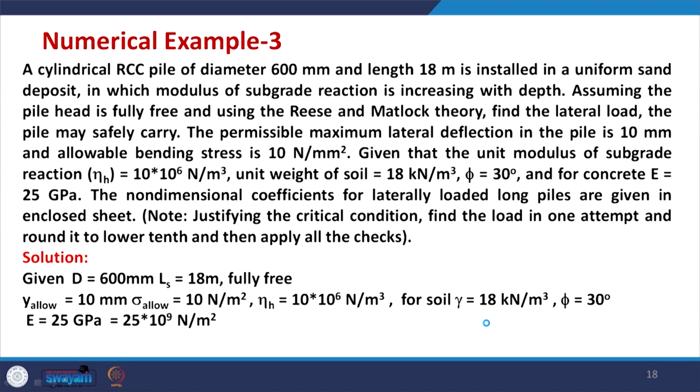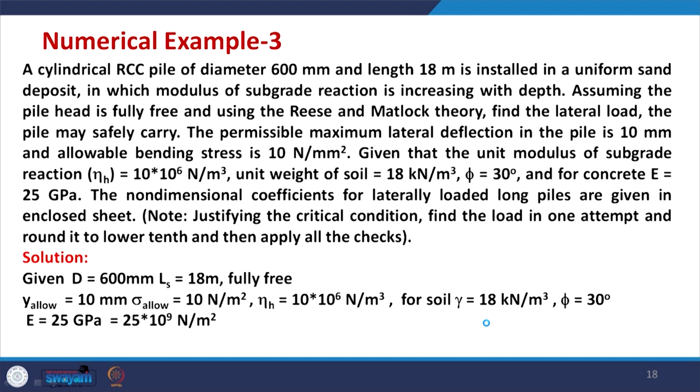Now, we continue with this numerical example and discuss the third case. In this case we need to design the pile, that is, we need to find the diameter of the pile. What is the problem? A cylindrical RCC pile of diameter 600 mm and length 18 meter is installed in a uniform sand deposit in which the modulus of subgrade reaction is increasing with depth. Assuming that the pile head is fully free, that means lambda equal to 0, and using the Reese and Matlock theory, find the lateral load the pile may safely carry.